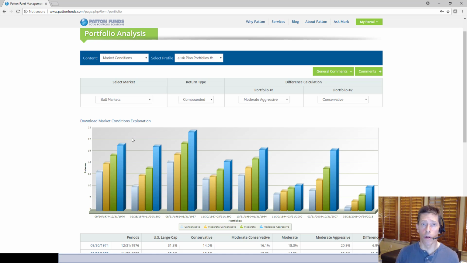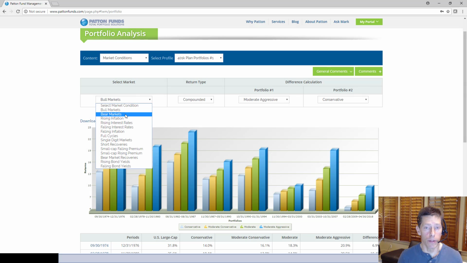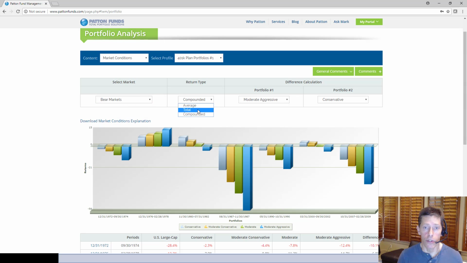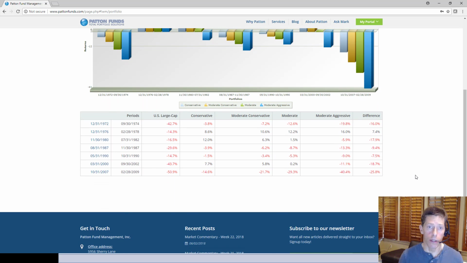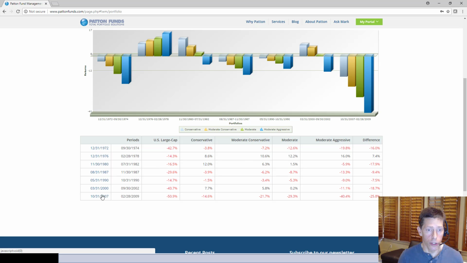But I think the most important is to look at what the losses look like during market downturns or bear markets. So what we've got here in this particular report is data showing us the performance of each one of these portfolios during the past bear markets. So let's take a look at this table down here. This table shows us the date range of every bear market that has occurred. The most recent bear market was from a high point in October of 2007. So that was right before the financial crisis of 2008. And then the low point was February of 2009. So that was the most recent bear market that we went through.